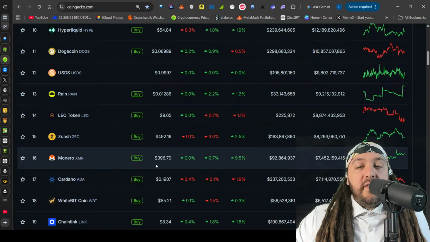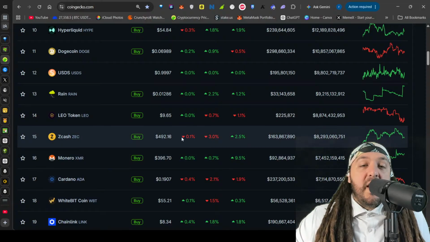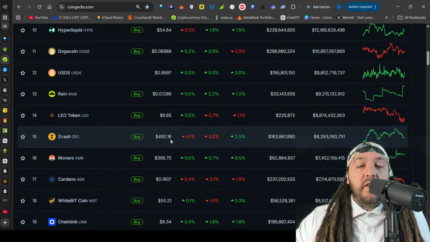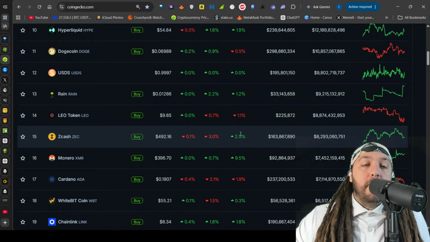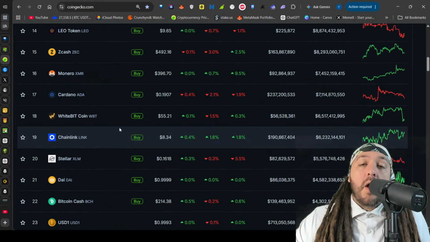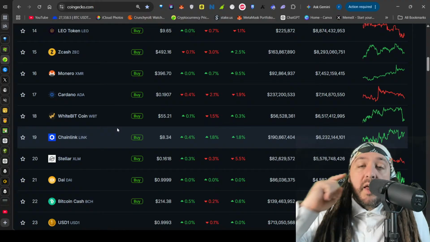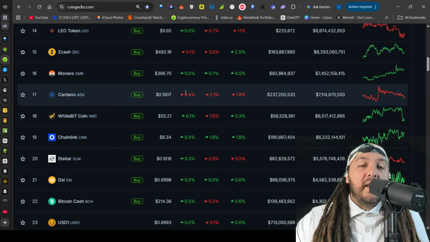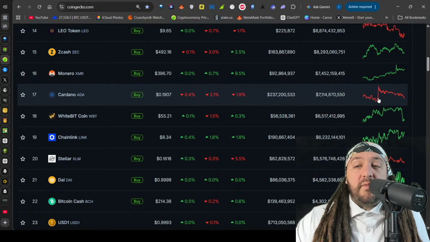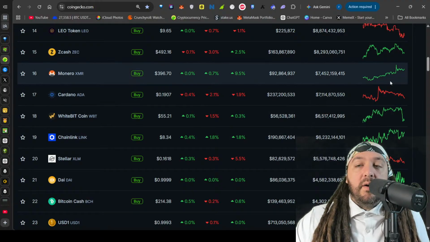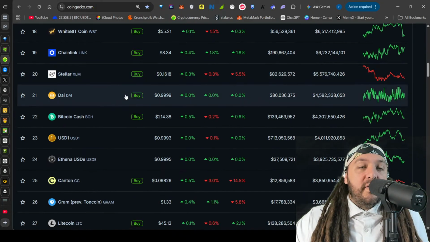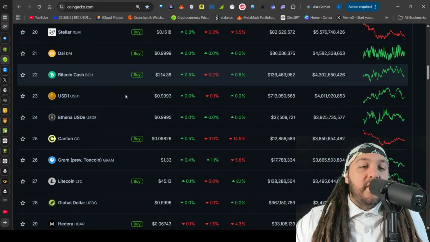Monero, $396, up 10% in the last 7 days, while Zcash kind of lagging behind. It's worth more money, but it's not up as much. $492, 2.5% to the upside in the last 7 days. Cardano had been on a little bit of a tear, but it's starting to give it back, right? Went as high as about 20 cents. You're sitting right at 19, about to fall under 19. If you look at the 7-day chart above my head here, you will see that. Chainlink, $8.34. XLM, 16 cents.